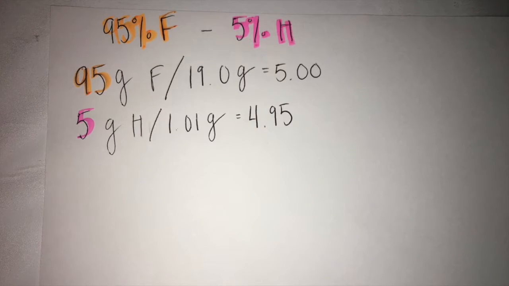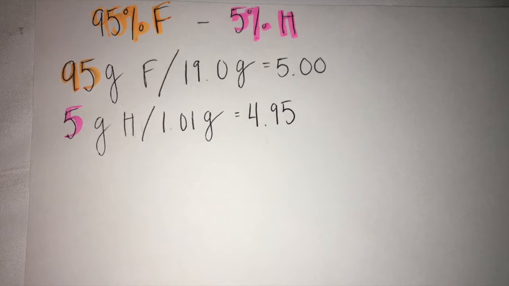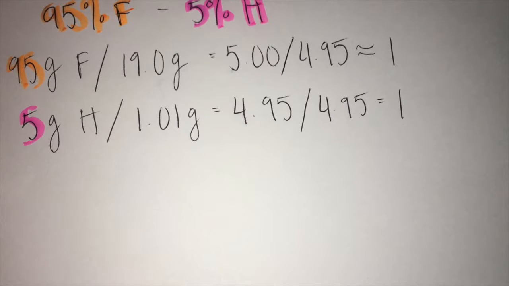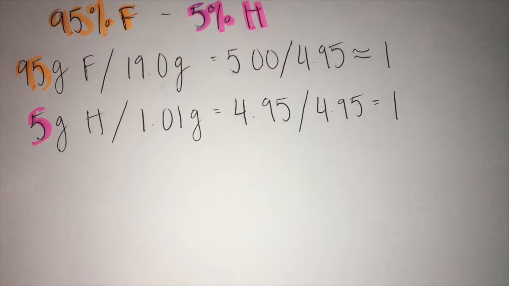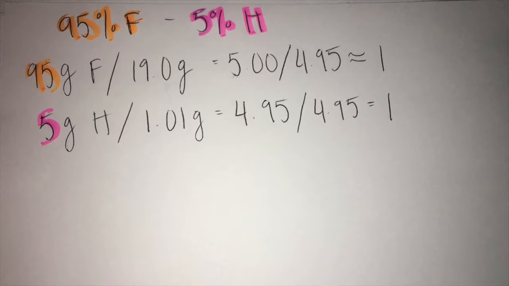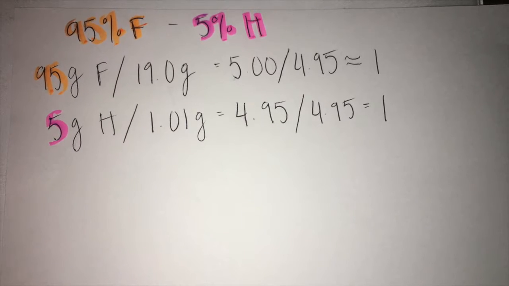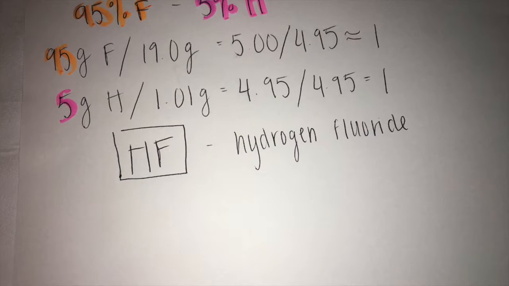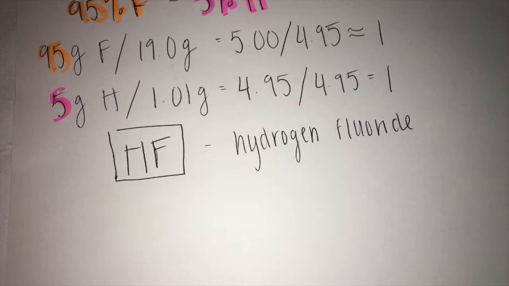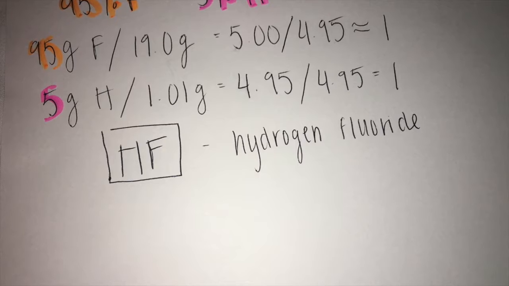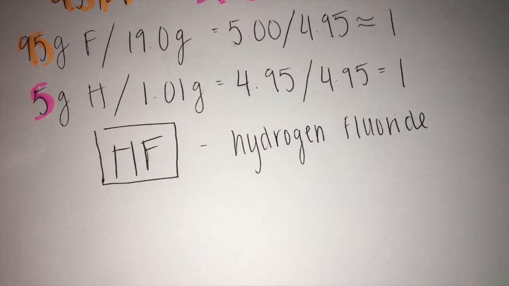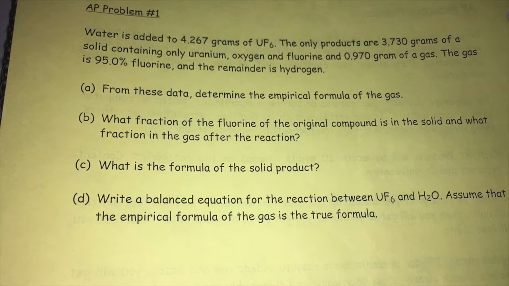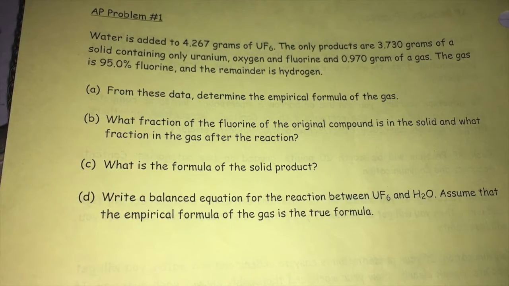Next, divide each element by its molar mass. We'll divide fluorine by 19.0 and hydrogen by 1.01. The next step is to divide the answers by the smallest value. In this case, 4.95 is smaller than 5, so we will divide both by 4.95. We will get the answers of 1 and approximately 1, which is close enough to round to 1. We then take these numbers and use them as the subscripts for our empirical formula. Since both the numbers are 1, we can leave them out as subscripts, and the final empirical formula is HF, or hydrogen fluoride.